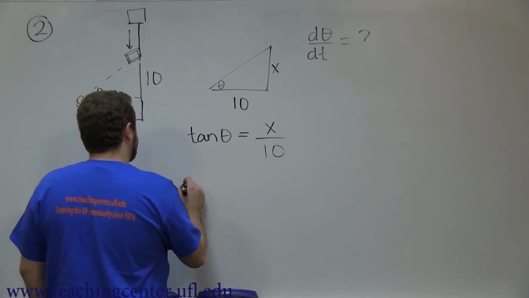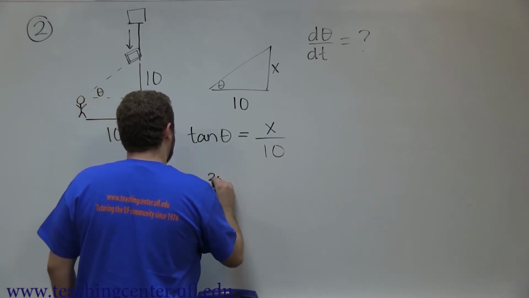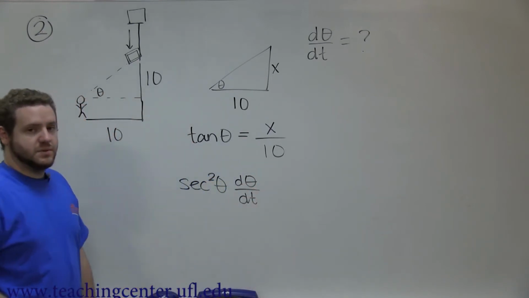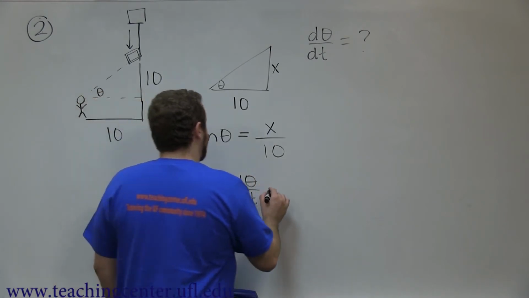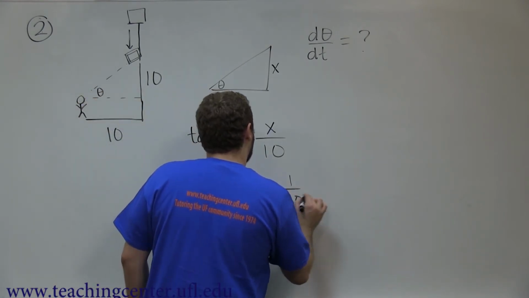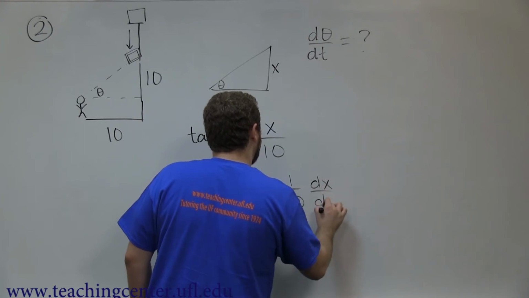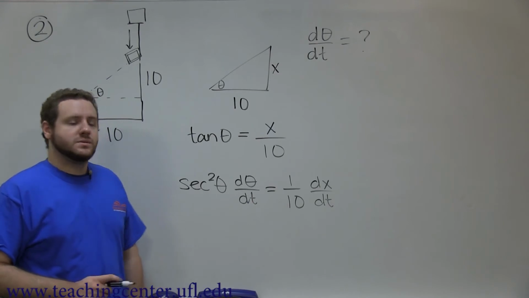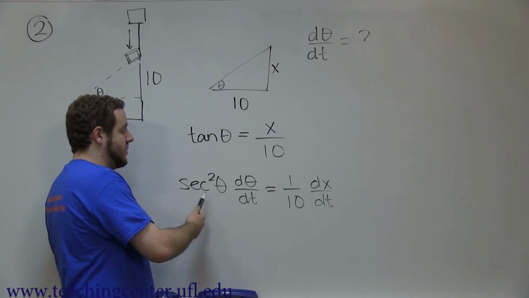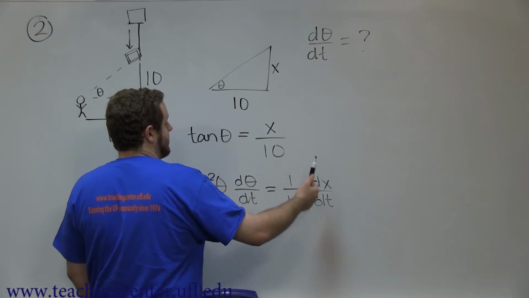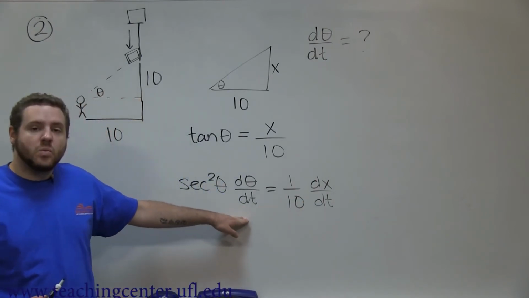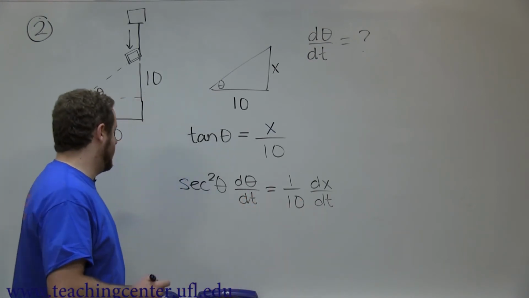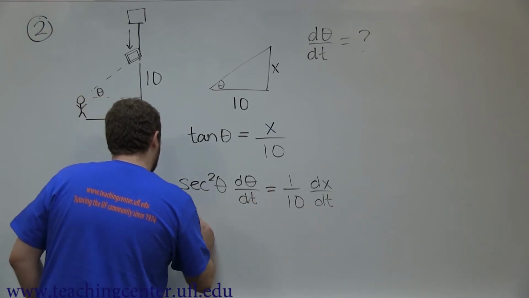So the derivative of tangent is secant squared theta times d theta dt, because we're taking the derivative with respect to t. The derivative of x over 10 is 1/10, but we also have to multiply by dx dt. So now you can see we have three variables. We have secant squared theta, we have d theta dt, and we have dx dt. Now d theta dt is what we want in this problem. So therefore, we need to know the other two things. So first, let me rewrite this so that it's solved for d theta dt.